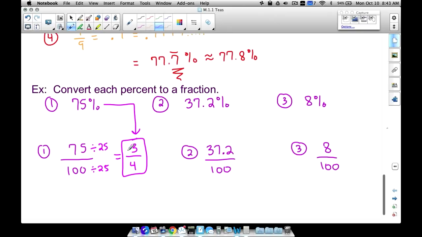Take a pizza, cut it into 4 equal slices. You're cutting it into quarters. 3 of those quarters, 3/4, is going to be 75% of that pizza. I'm going to come back to this one at the very end. Let's go ahead and do this one right here.